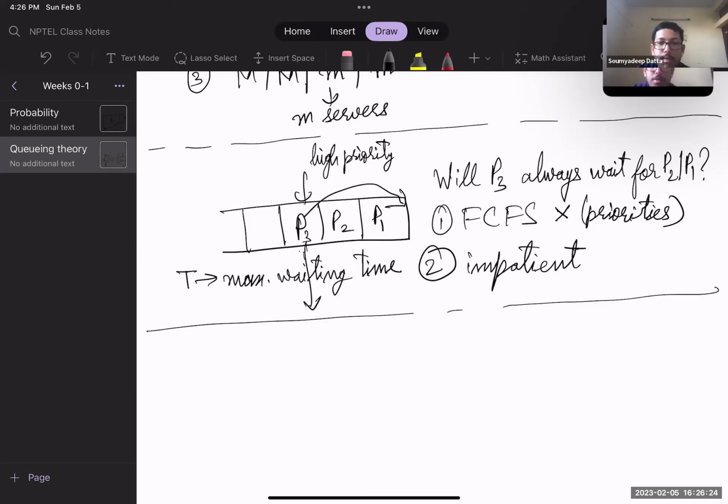And now you have something known as Little's law, right? So what does Little's law say? Can somebody tell? Has anybody studied?